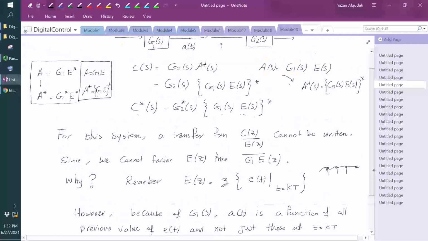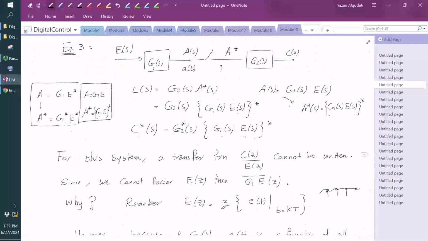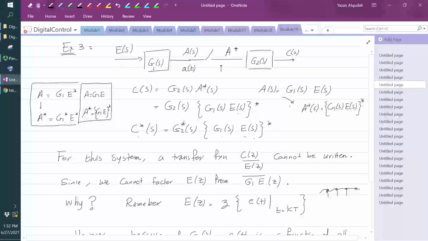So in this case, where the signal is going directly to the system, to G1 of S, before it is sampled, E of S is a continuous time signal and G1 of S is a system. I'm inputting this signal to this system, and I'm going to get an output. The output at any time is a function not only of the input at that time, but also of the input at previous times.